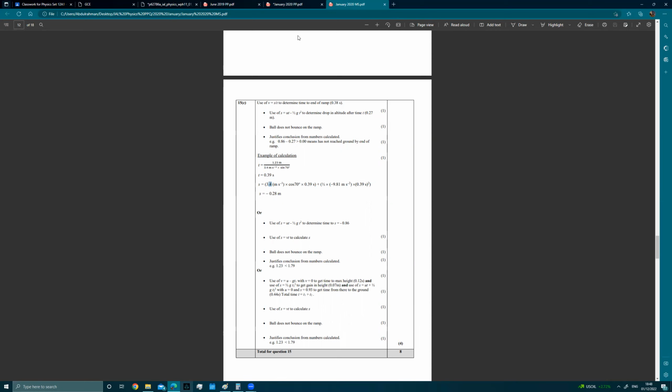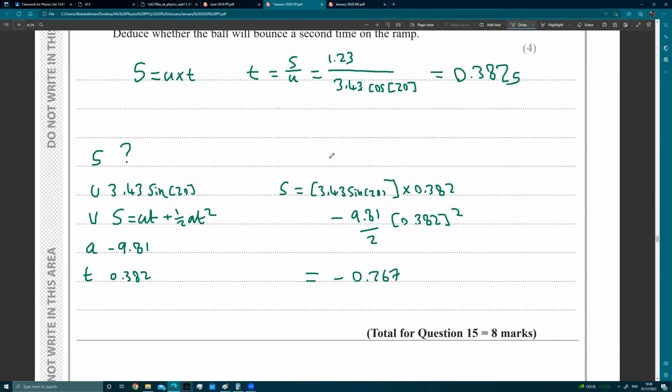So I'm so confused how it's 0.28. I will do some VAR stuff, okay? On your calculators, 3.4, first of all, please degrees, okay? Everyone degrees, not radians. 3.43 sine 20 multiplied by 0.382. What do we get?